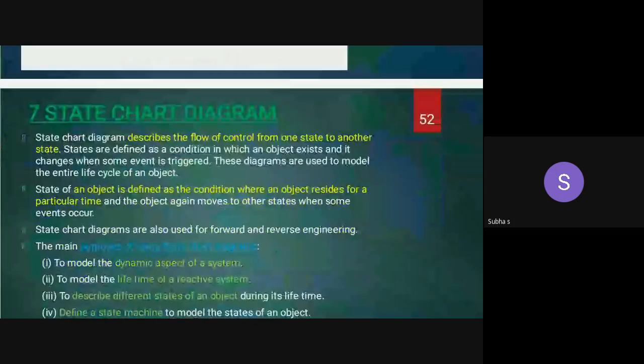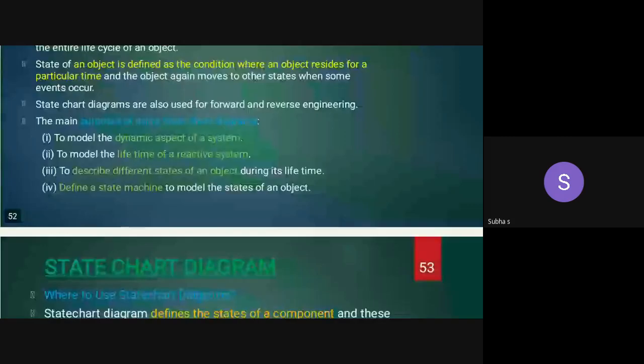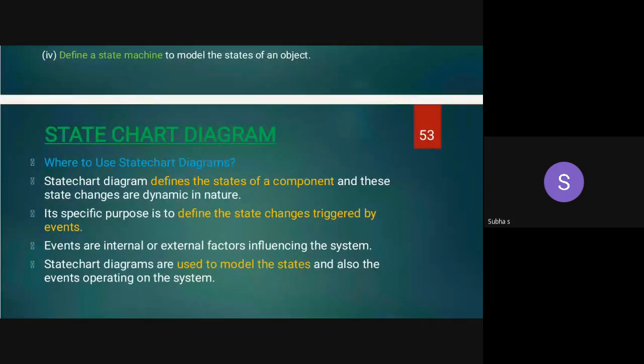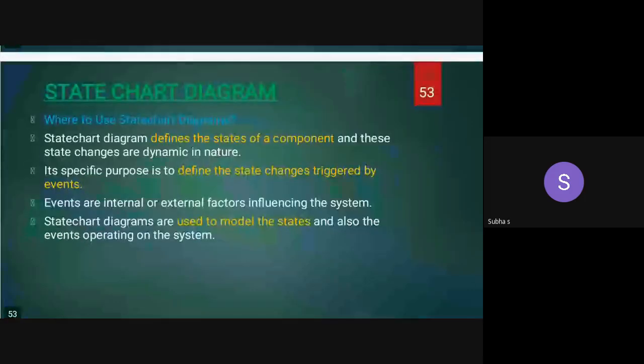In the process of using the state chart diagram, it shows the more dynamic aspect of the system, the lifetime of the reactive system. So it models the different states of an object. I told you this is a very important thing: if you use the state chart diagram, you define the state of the component, and these state changes are dynamic in nature. According to the scenario, the events are changed.